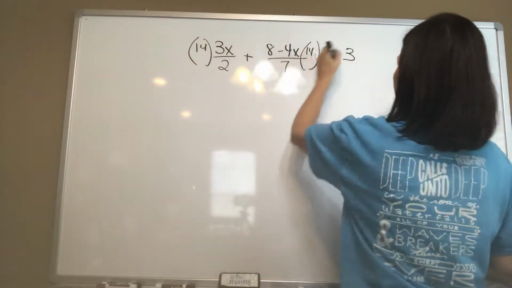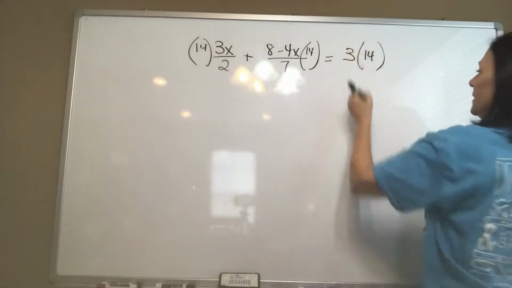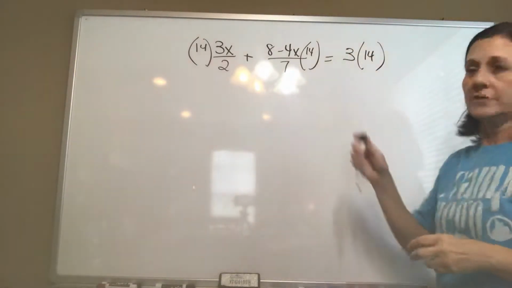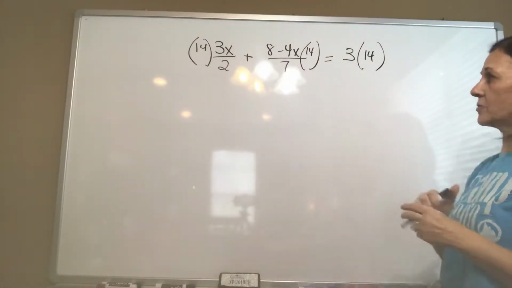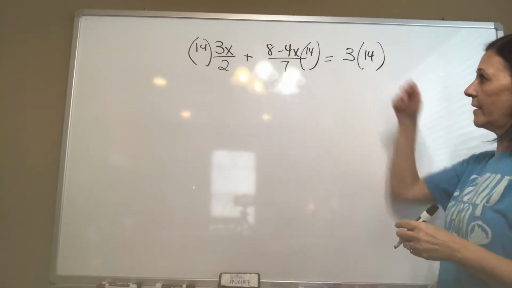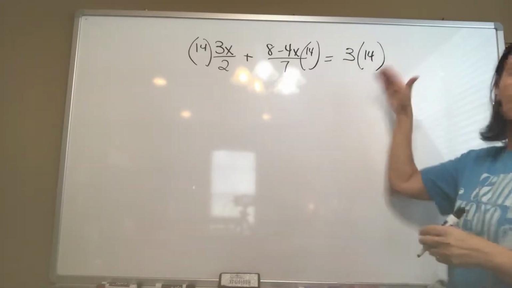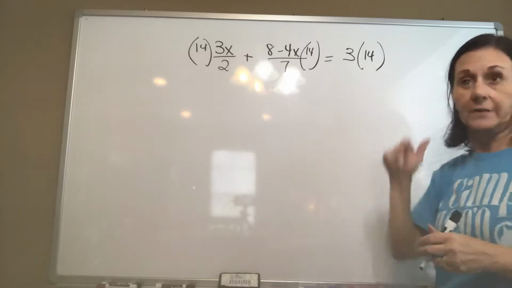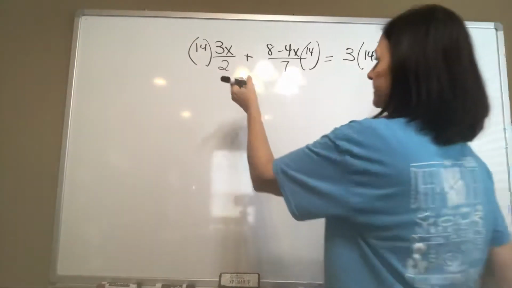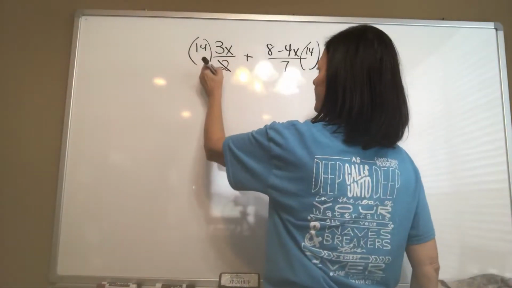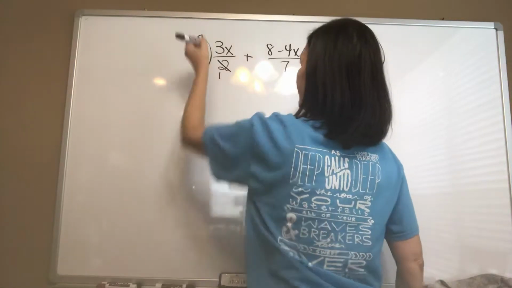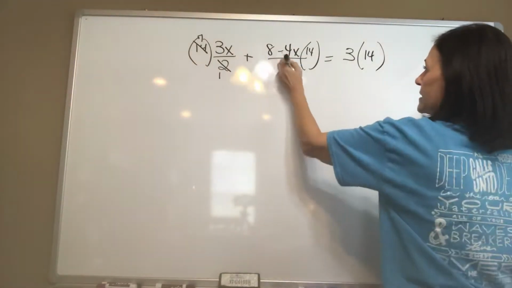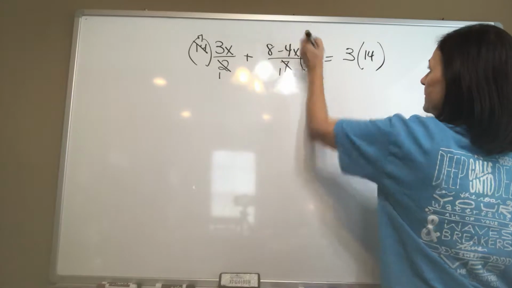Every term by 14, even the 3 on the other side of the equal sign. So this is where mistakes are commonly made, by not multiplying that 3 by 14, because there's nothing to simplify it with. It's just going to be 3 times 14. All right, we simplify. 2 goes into 14 7 times, and 7 goes into 14 2 times.